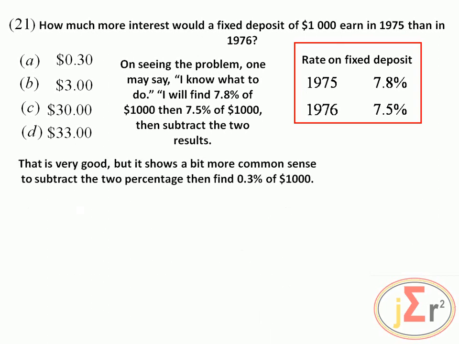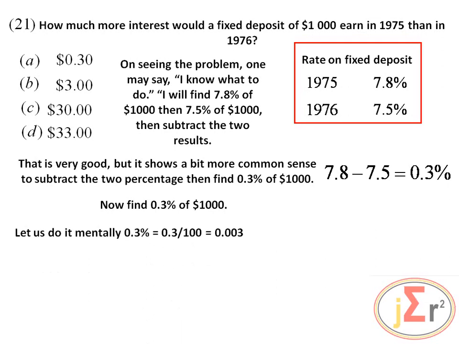This is very good, but it shows a bit more common sense to subtract the two percentages, then find 0.3% of $1,000. So subtract the two percentages instead. We have 0.3%. Now find 0.3% of $1,000. Let us do it mentally. 0.3% is 0.3 divided by 100. We will reduce that by 2 places of decimal, and that will give 0.003. Right. Multiply by 1,000.